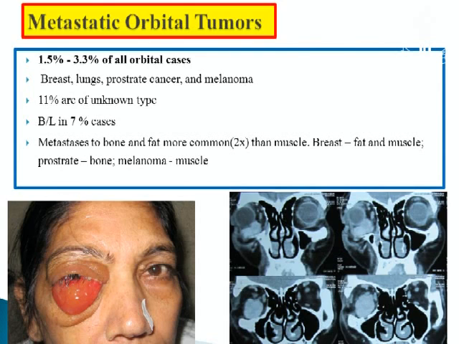So metastasis will be from either breast, lung and prostate cancer, and sometimes melanoma. And almost 10 to 15% of these patients will have an unknown primary, so we have to do a PET CT in such patients.